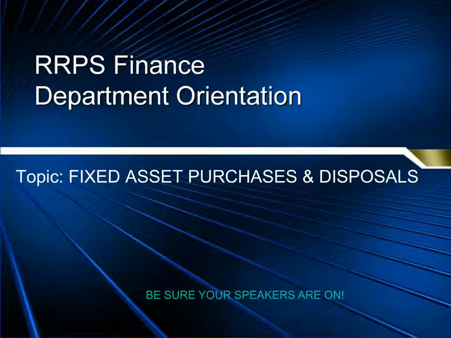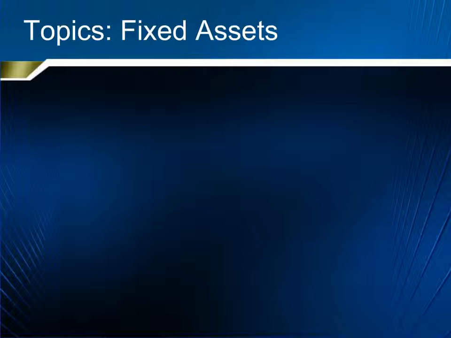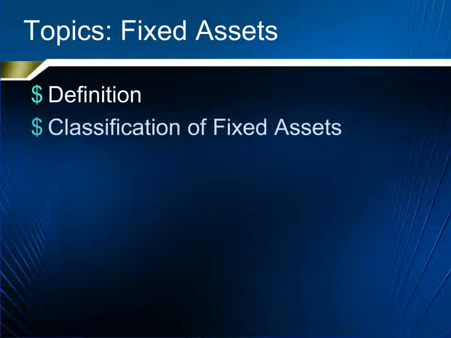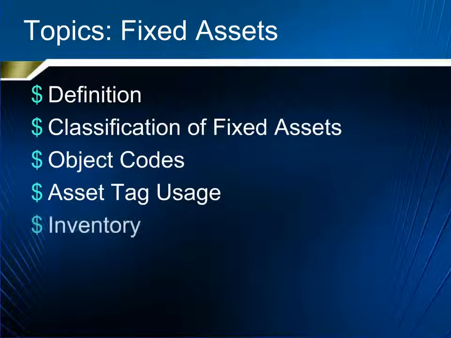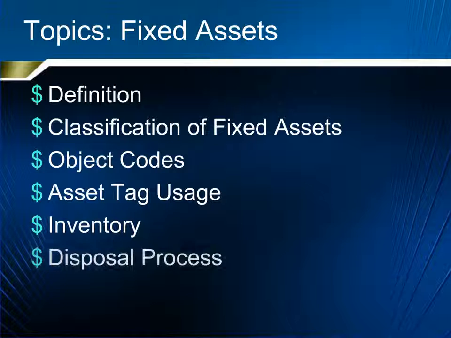This section of the presentation involves fixed asset purchases and equipment disposals. The topics I will cover in this presentation will be the definition of a fixed asset, classification, object codes, asset tags, inventory, and the process of disposals and transfers.